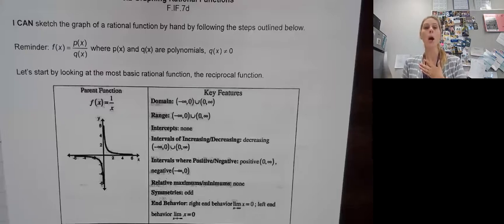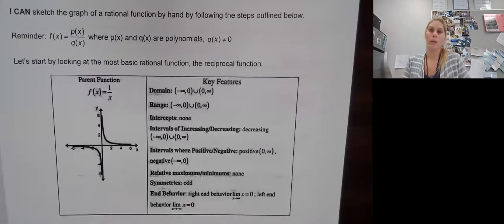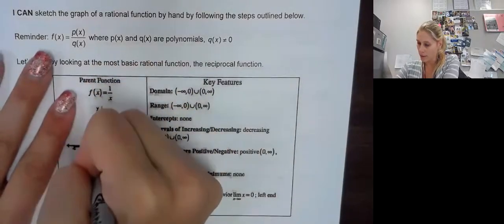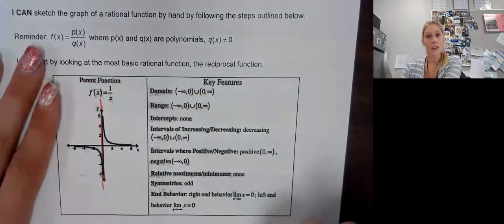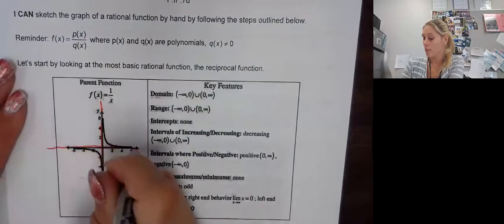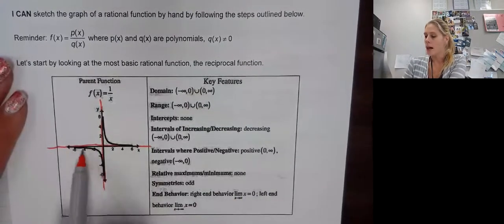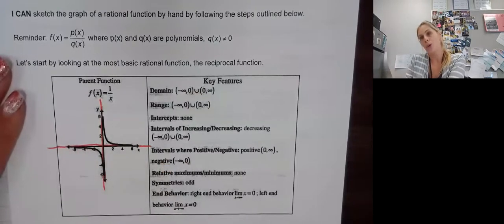So our parent function for a rational is 1 over x, and this is what it looks like right down here. What I want to point out when it comes to rational functions is that you might see what's called a vertical asymptote. See how your graph never touches that line right there, that vertical asymptote. And in most cases, we have a horizontal asymptote. Again, never touching those asymptotes. I'm going to show you how to find those today.